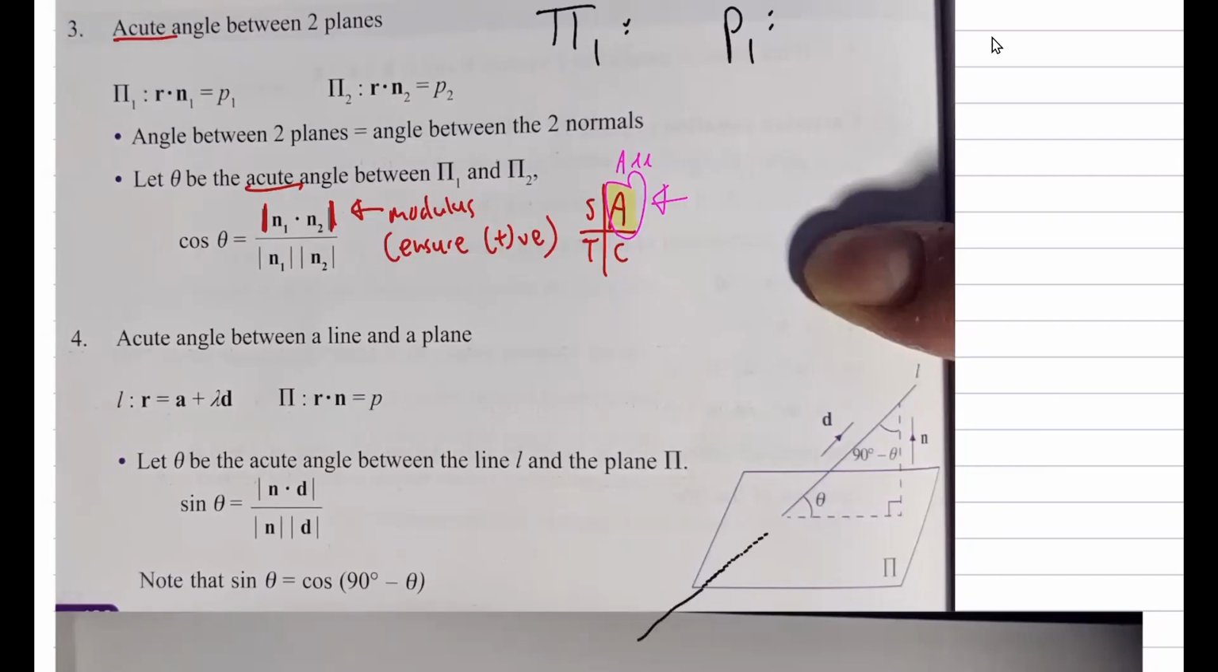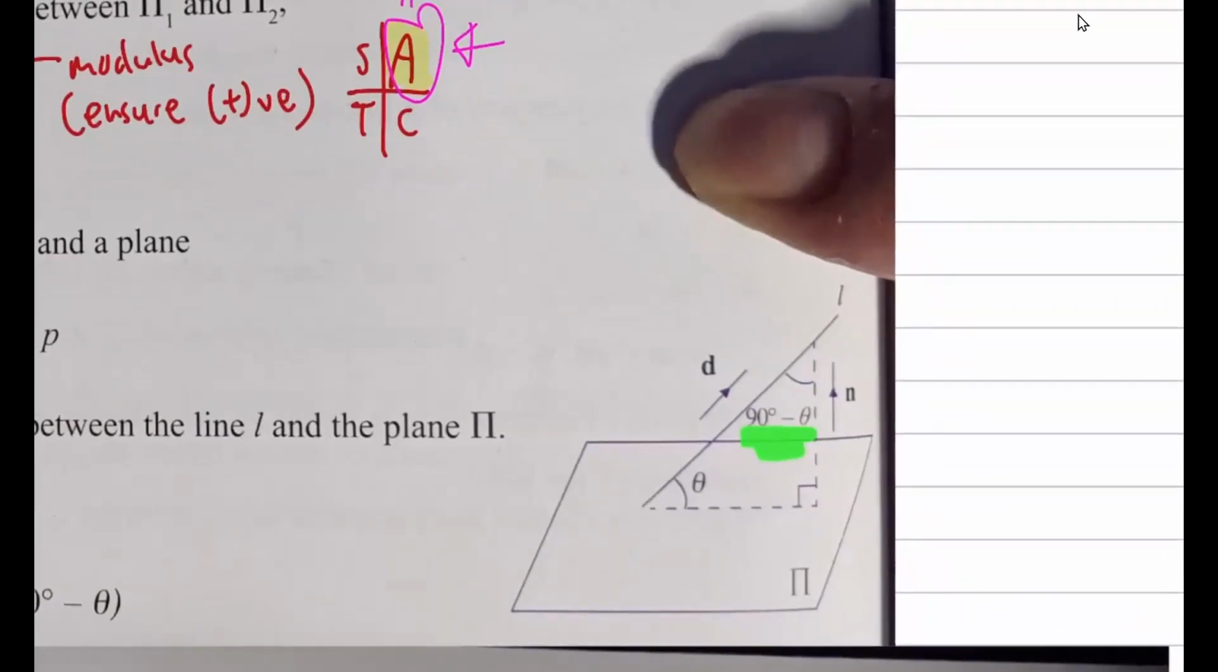I'll just erase it. What you need to realize is that you're trying to find this angle here. It is actually very difficult to find this angle, so we get creative and try to find this other angle instead. We focus on this angle. You agree that it's 90 minus theta? Right, because here is a right angle triangle.